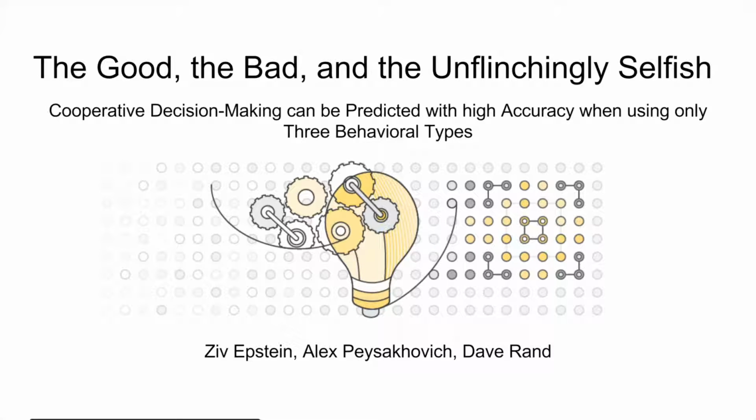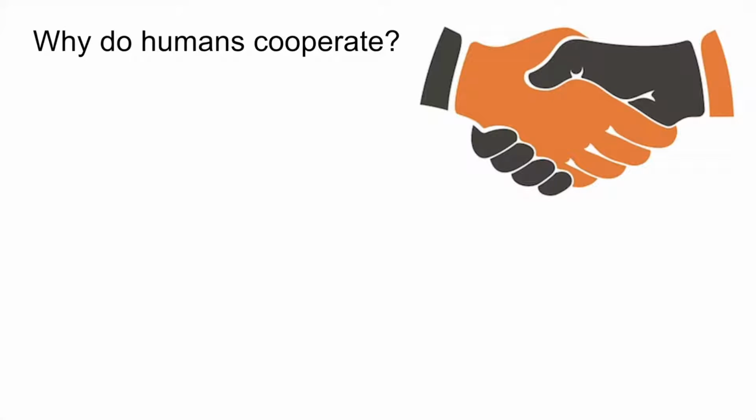Alright, so here I am presenting some joint work with Alex Paysalkovich, a social scientist at Facebook, and Dave Rand, a professor at Yale. So the fundamental question we're looking at here is, why do humans cooperate?